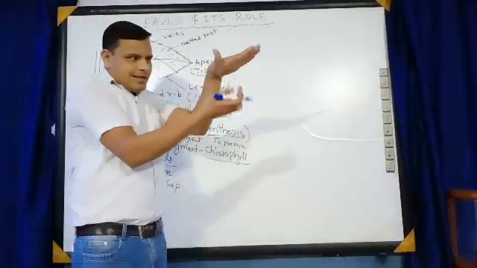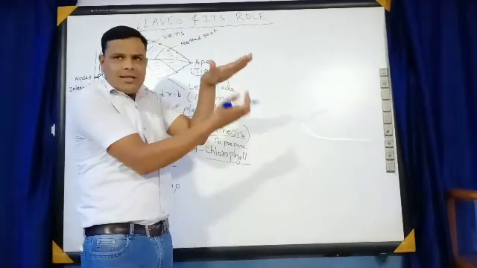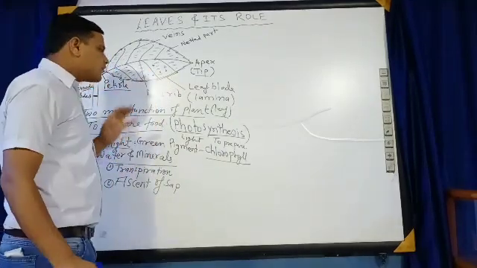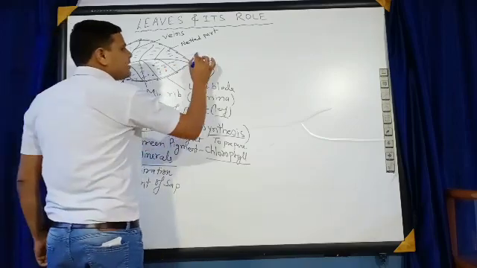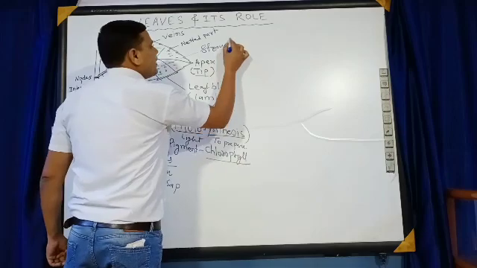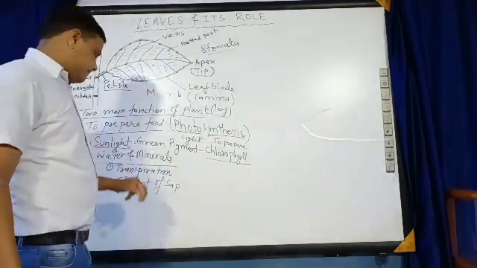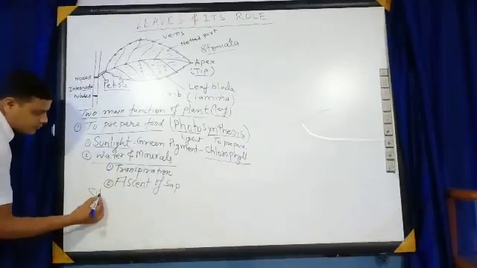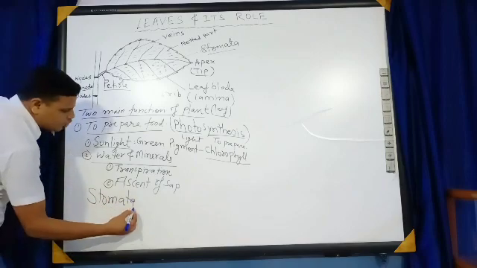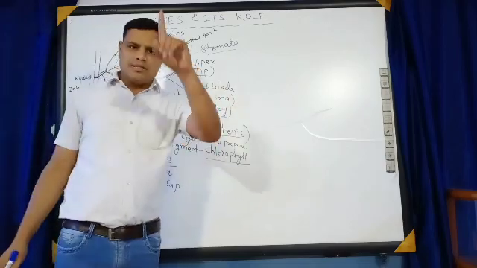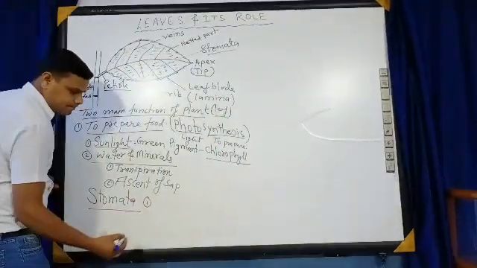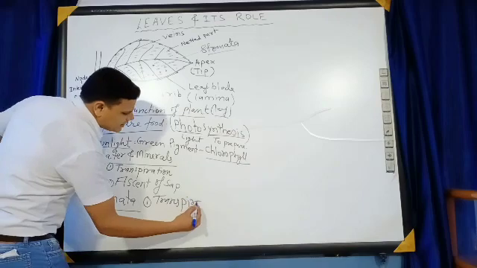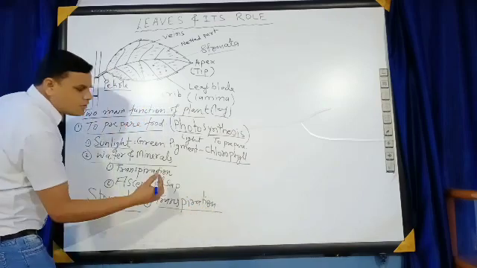The lower part of the leaf contains small pores, and those pores are known as stomata. What is the function of these stomata? Stomata have two functions. The first function is transpiration. What is transpiration? The loss of water vapor.